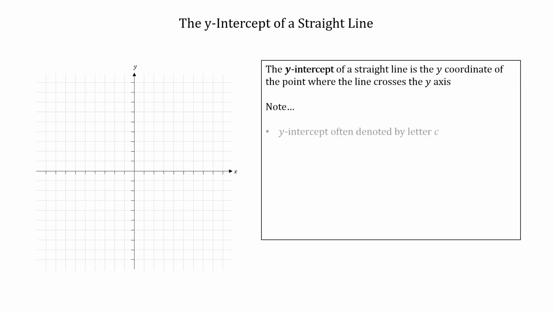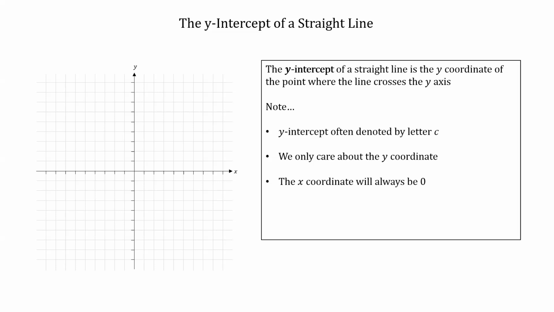A few things to note. The y-intercept is often denoted by the letter C. No one's really sure why, but the letter C is the most common letter used to denote the y-intercept. We only care about the y-coordinate, because the x-coordinate will always be 0. If we're on the y-axis, then the point must have x-coordinate 0, because we haven't moved in any direction along the x-axis.